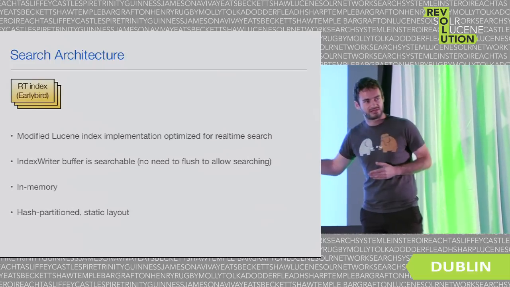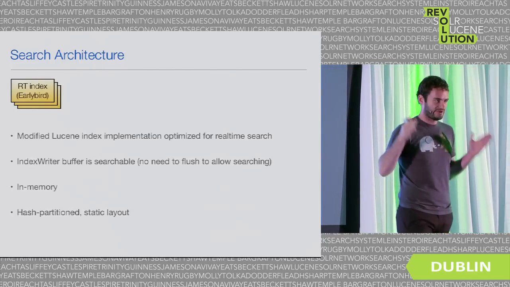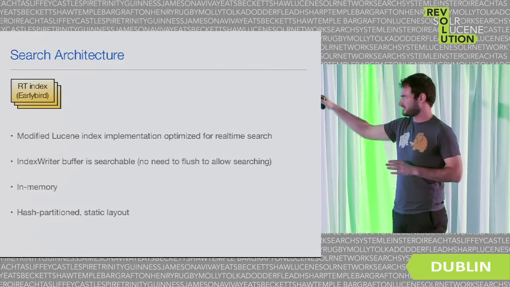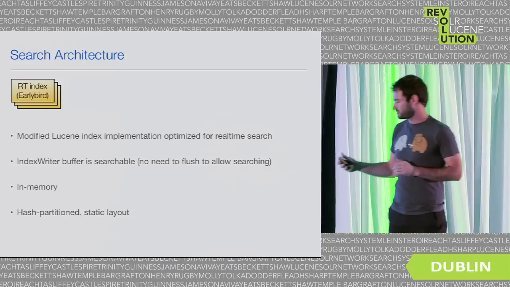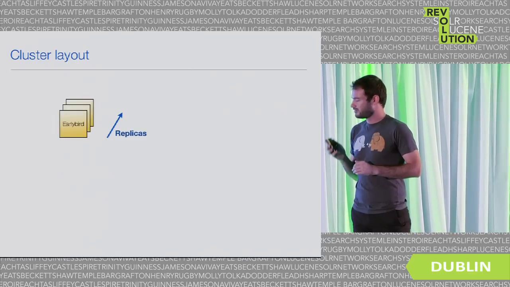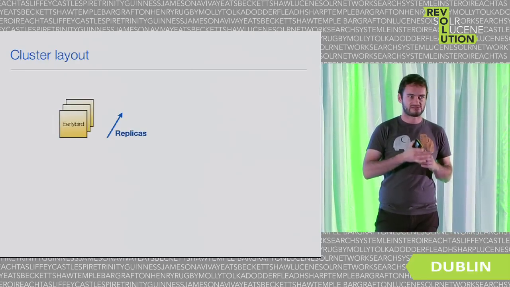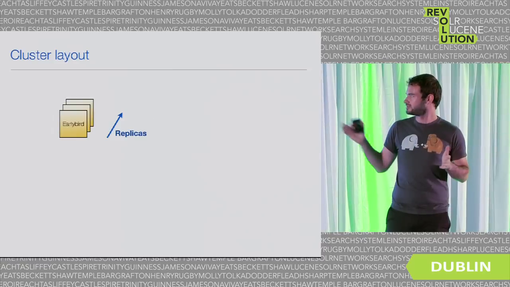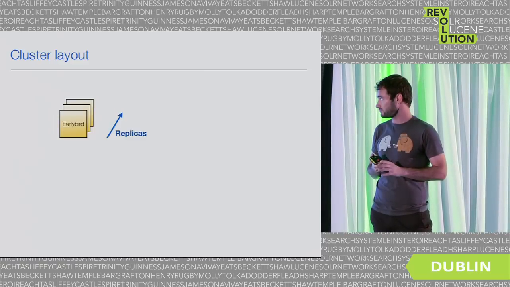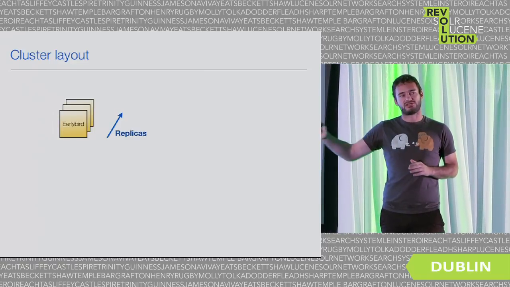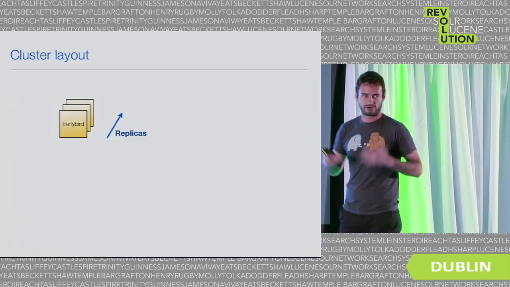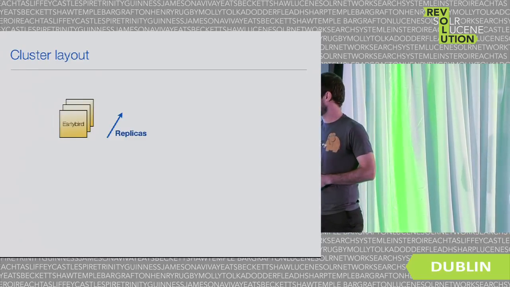So one of the big changes we made is that you actually can search the buffer in the index writer while you are appending to it. It's all in memory. These indexes are all in memory, and they're hash partitioned using a static layout, which is explained on this slide. So every Earlybird index contains a certain number of documents. In the real-time index case, it's I think 8 million to 16 million tweets. And every Earlybird index is replicated a certain number of times for redundancy and also to scale our queries per second.